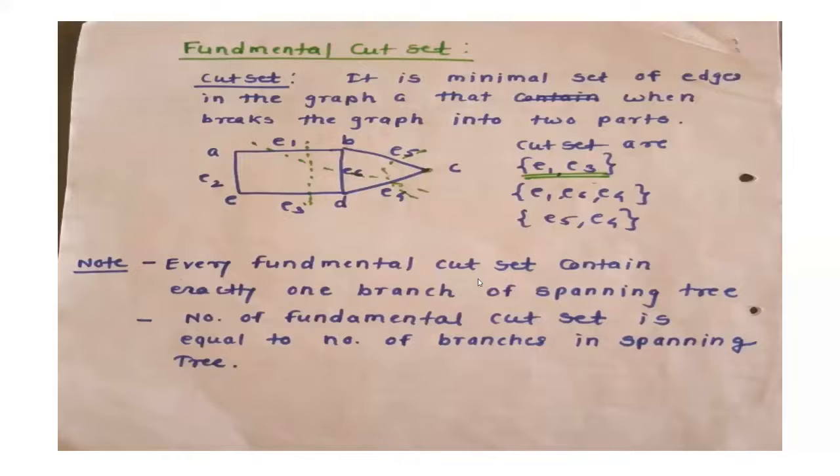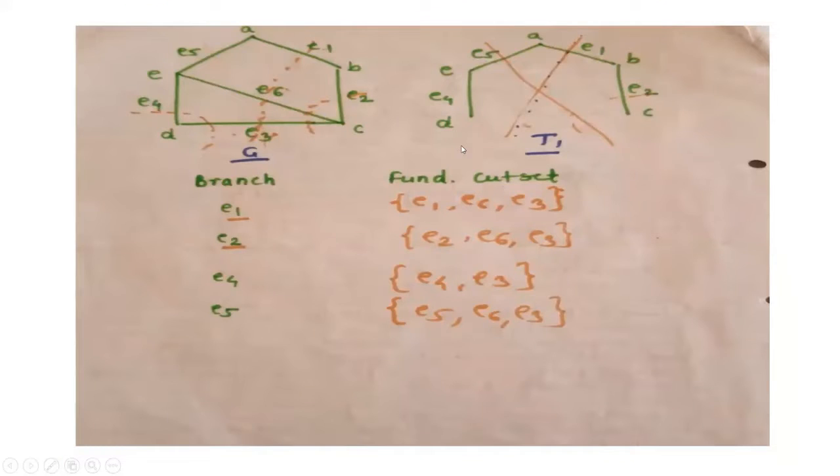You see the example. In this example, graph G is given. For that graph G, a spanning tree T1 is given. This is the spanning tree.